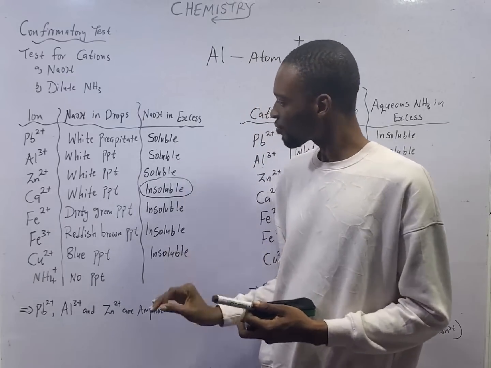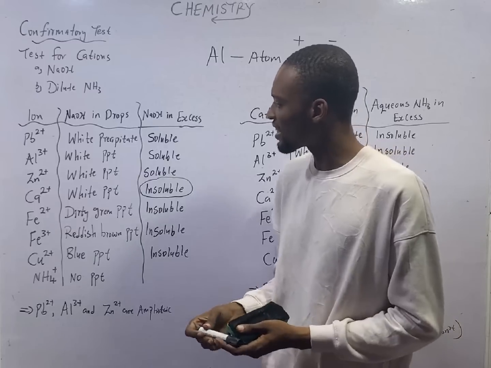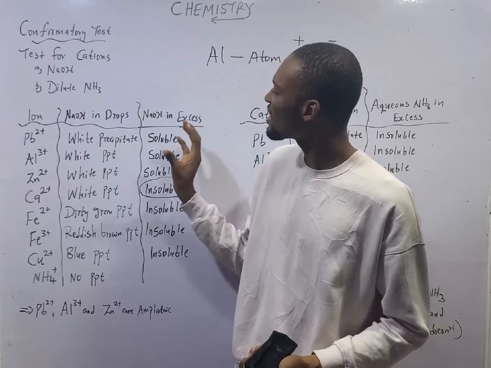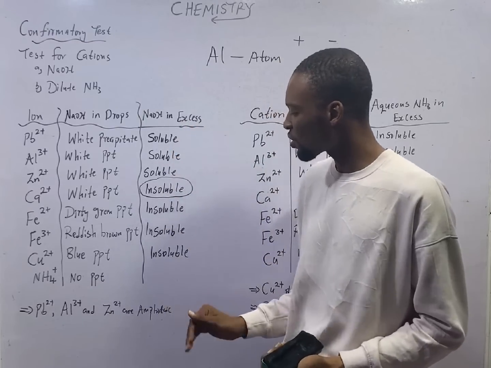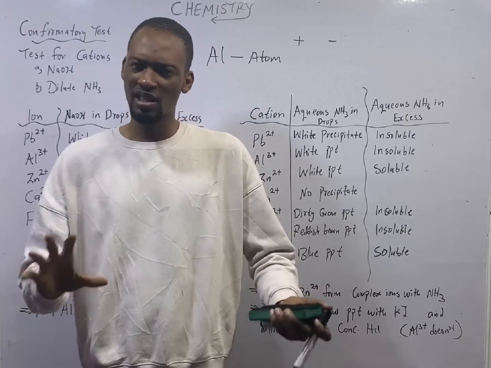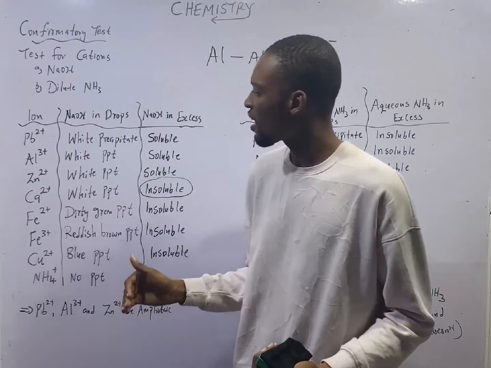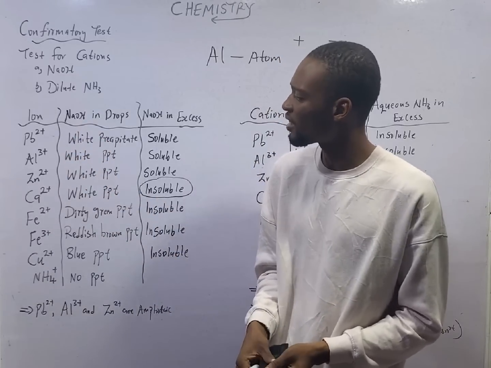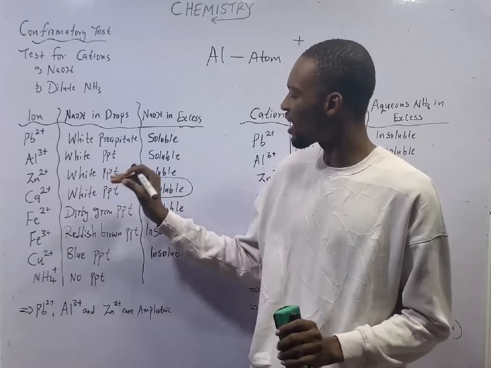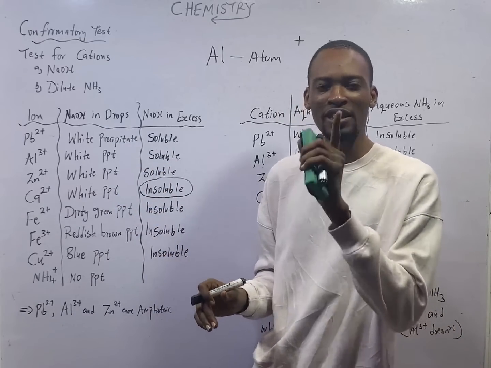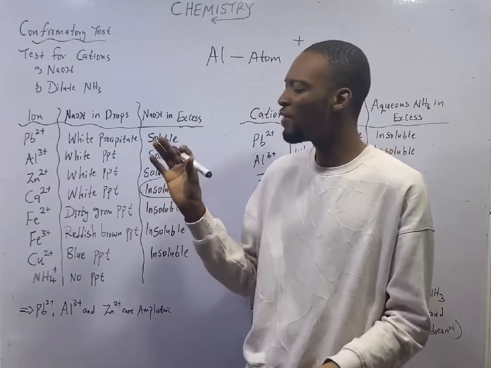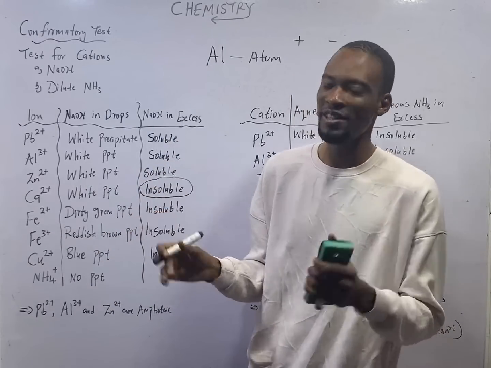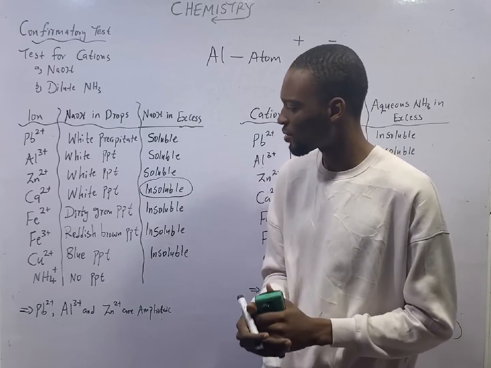Look at something else. You may be wondering, why is it that lead ion, aluminium ion, and zinc ion are all soluble in excess sodium hydroxide? This is because they are amphoteric. This is a Jamb question. Zinc ion, aluminium ion, and lead ion are soluble in excess sodium hydroxide. Why? It is because they are amphoteric. Don't ask me what amphoteric means, because this is a series and we've dealt with amphoteric over and over again. Amphoteric oxides, this and that, even in acids, bases, and salts.